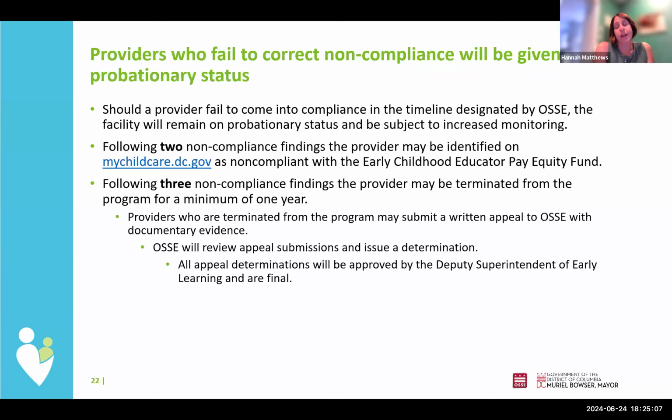Should a provider who's found to be non-compliant fail to come into compliance in the timeline designated by OSSI, the facility will remain on probationary status and be subject to increased monitoring. Following 2 non-compliance findings, the provider may be identified on the My Child Care DC website as non-compliant with the Early Childhood Educator Pay Equity Fund. Following 3 non-compliance findings, the provider may be terminated from the program for a minimum of 1 year.